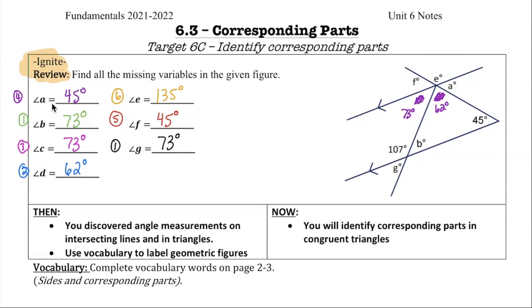We could still talk about corresponding angles here. We have all of those angle relationships. But today we're really going to focus more on shapes rather than sides and angles.